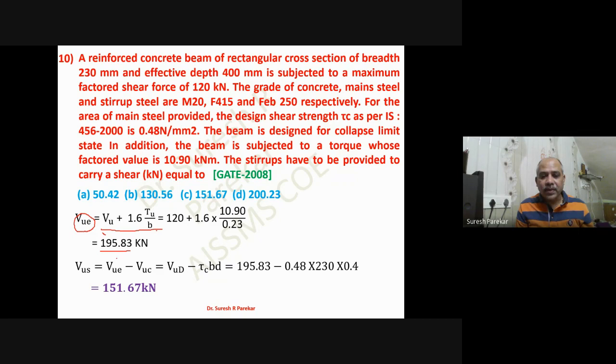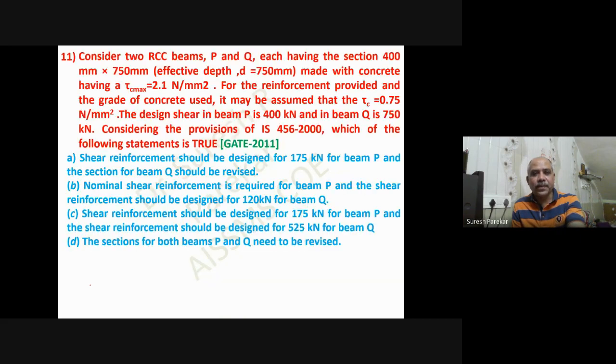But now we have concrete which will resist some part of the shear, and that will be VUC, and that we are going to calculate by using tau CBD. And tau CBD we get as this value that is given, 0.48, and therefore 0.48 into B into D, and if we calculate this, we get this force, 151.67 kilonewton. So likewise we have to design the stirrup to resist this force of 151.67 kilonewtons. Option we have C.